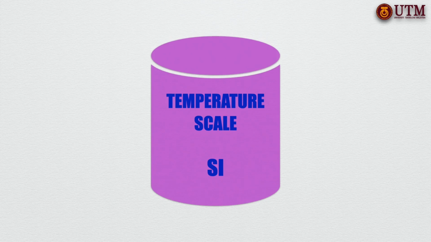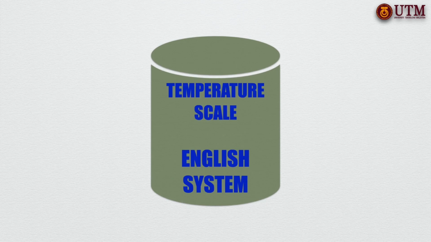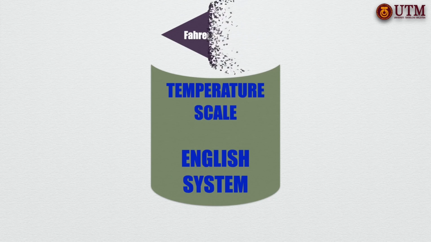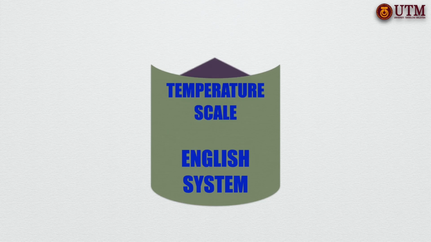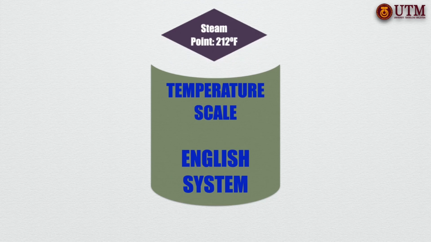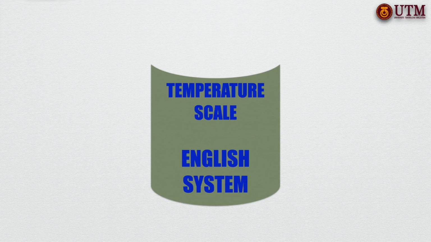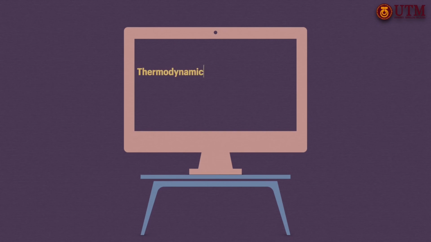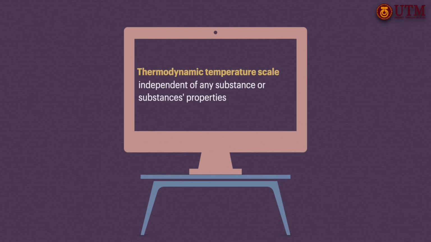The temperature scale used in the English system today is the Fahrenheit scale. On the Fahrenheit scale, the ice and steam points were initially assigned as 32 and 212 degrees Fahrenheit. These are often referred to as two-point scales since temperature values are assigned at two different points. In thermodynamics, it is very desirable to have a temperature scale independent of any substance or substance's properties.